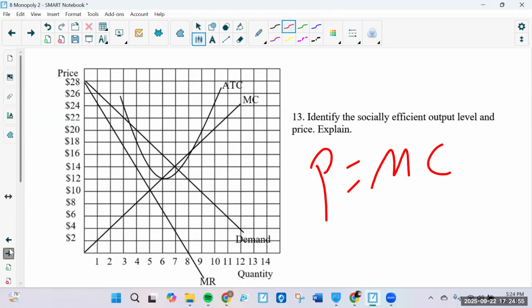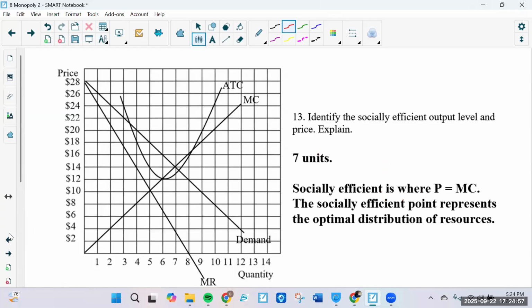So where's the socially efficient level of output? It's where price equals marginal cost, which would be right here, which is 7 units. At that point, there's no deadweight loss.